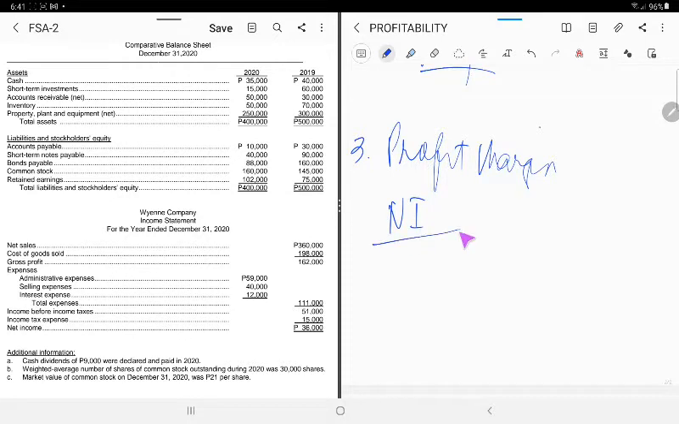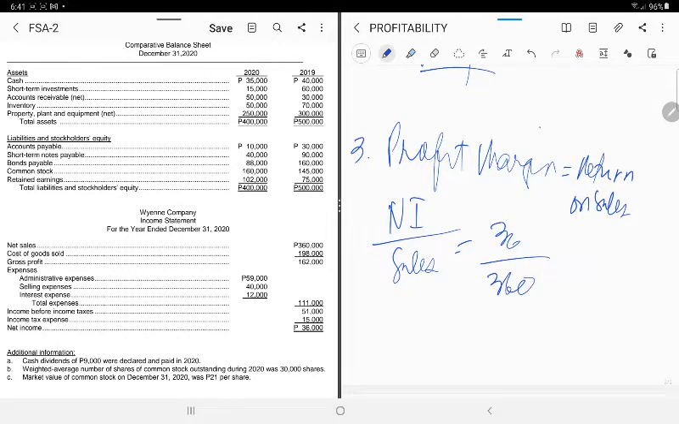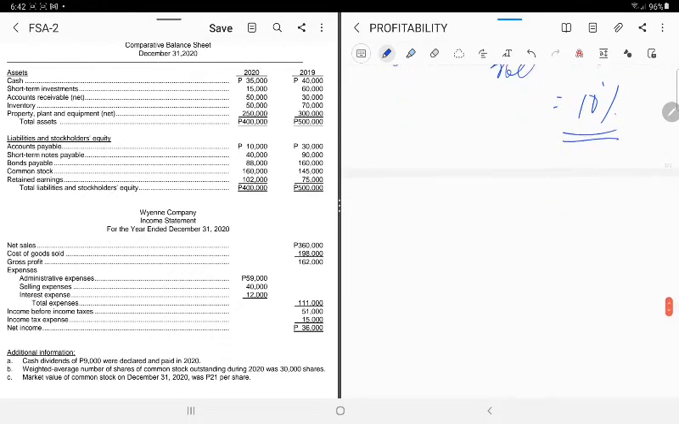And that would be net income or net profit divided by sales. What's the other term for this? Return on sales. It's just the same. And here our net income is 36, and your sales are 360,000. So how much is it? That is 0.1, or that will be 10%. This means you have 10% as your profit margin or return on sales, which will now be used to either reinvest or return to your owner. So this indicates your performance.